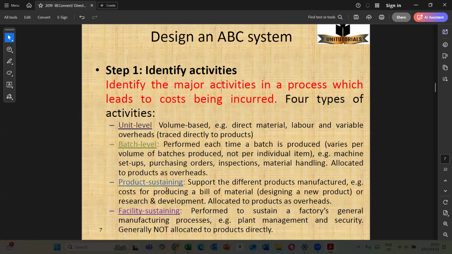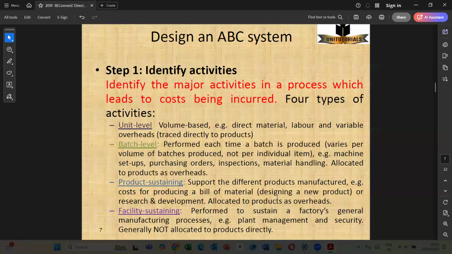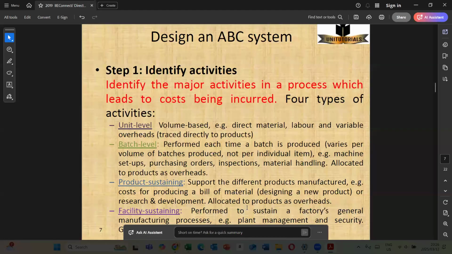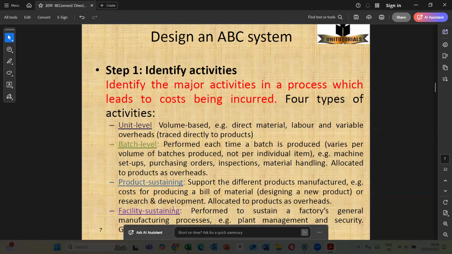What is product sustaining? We're saying it supports the different products manufactured. That is the cost of producing a bill of material. Designing of new products or research and development are allocated to products as overheads. Then we have facility sustaining, performed to sustain a factory's general manufacturing process, plant management, and security. Generally, these are not allocated to products directly. That's what we have as facility sustaining.